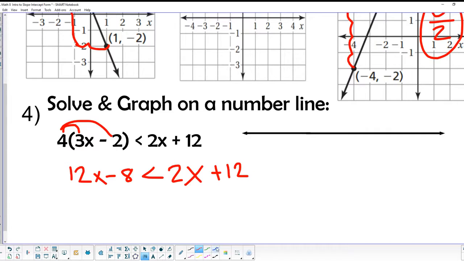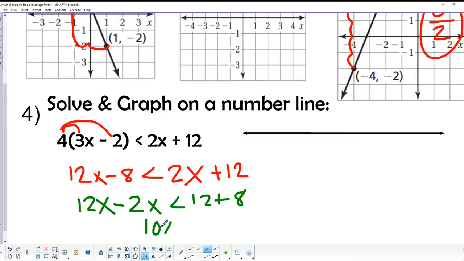We collect the like terms on the same sides of the inequality symbol. So on the left side we'll have 12x, and 2x comes over and becomes -2x. And all of that is less than 12. And you bring the 8 over to the other side, it becomes +8. So you end up with 10x is less than 20.